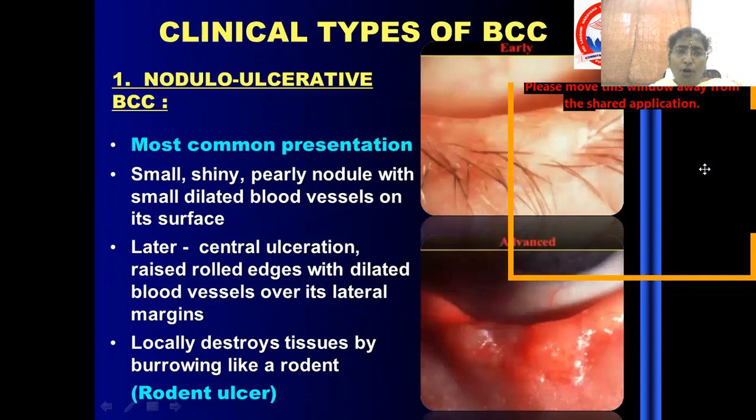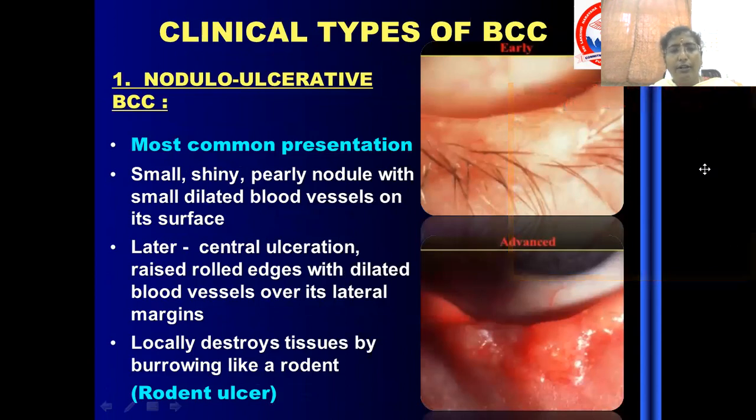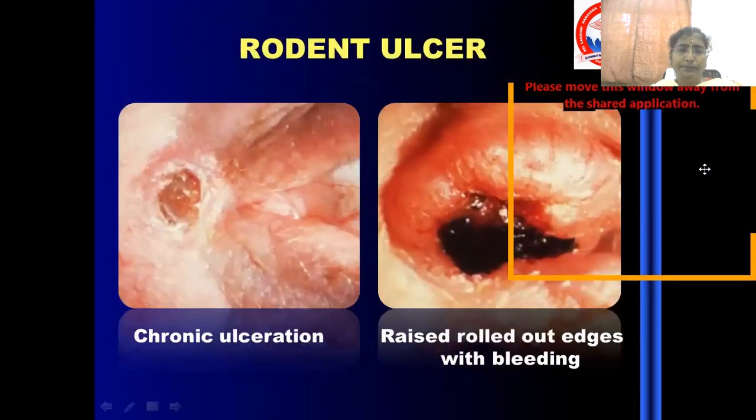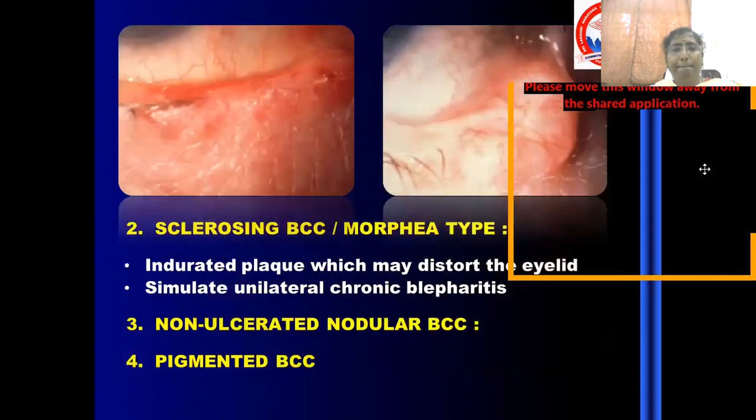Clinical types include the nodulo-ulcerative type, which is the most common presentation. It is a small, shiny, pearly nodule with small dilated blood vessels on its surface. Later, it goes on to central ulceration with raised and rolled edges, with dilated blood vessels over its lateral margins. It locally destroys the tissues by burrowing like a rodent, which is called a rodent ulcer. So the pictures show chronic ulceration and raised, rolled edges with bleeding.